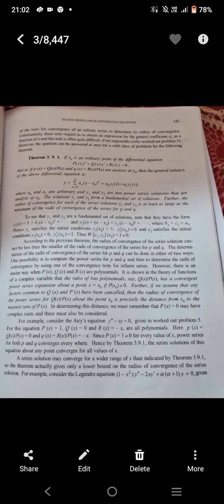Hence, y1 satisfies the initial conditions, that is y1(x naught) = 1 and y1'(x naught) = 0. And also y2 satisfies the initial conditions, that is y2(x naught) = 0 and y2'(x naught) = 1. Thus, the Wronskian W(y1, y2)(x naught) = 1, which is not equal to 0. According to the previous theorem, the radius of convergence of the series solution cannot be less than the smaller of the radii of convergence of the series for p and q.